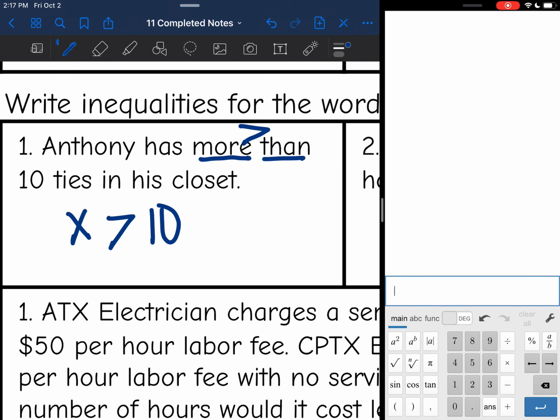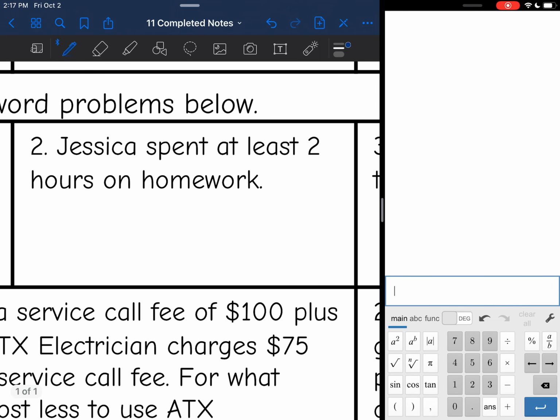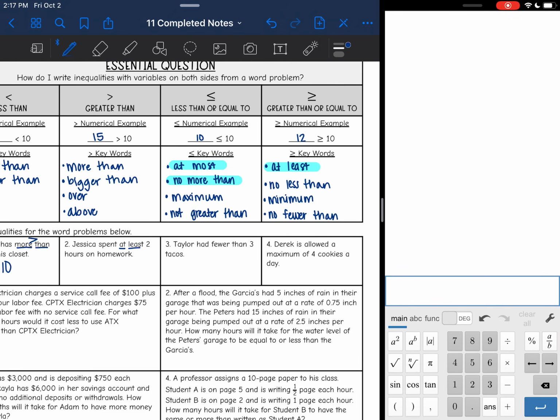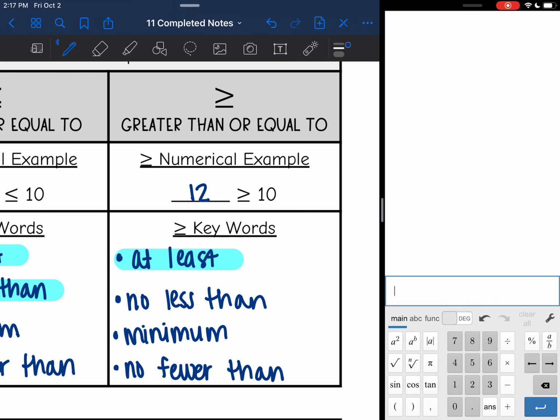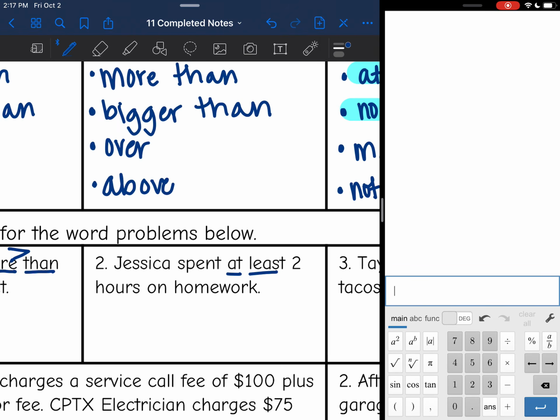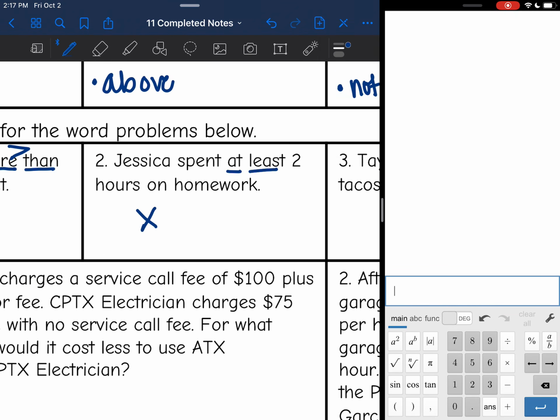So if I was just going to write this in math symbols, he has more than 10 ties in his closet. All right, number 2, Jessica has spent at least 2 hours on homework. That was one of the words I told you to highlight. At least means greater than or equal to. So she has greater than or equal to spent 2 hours on the homework.